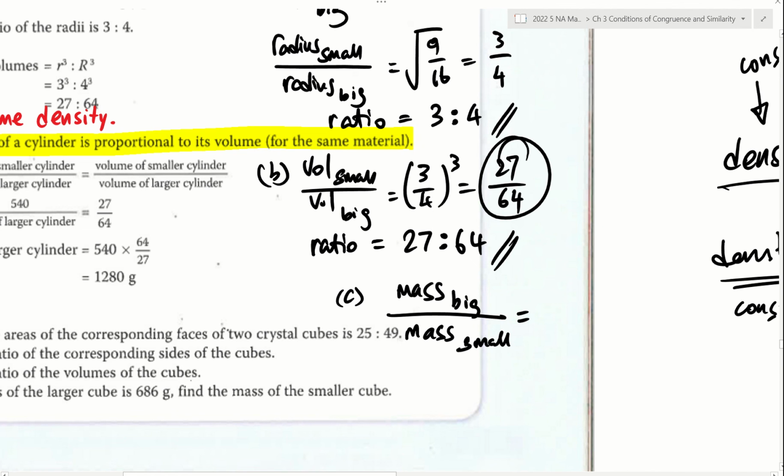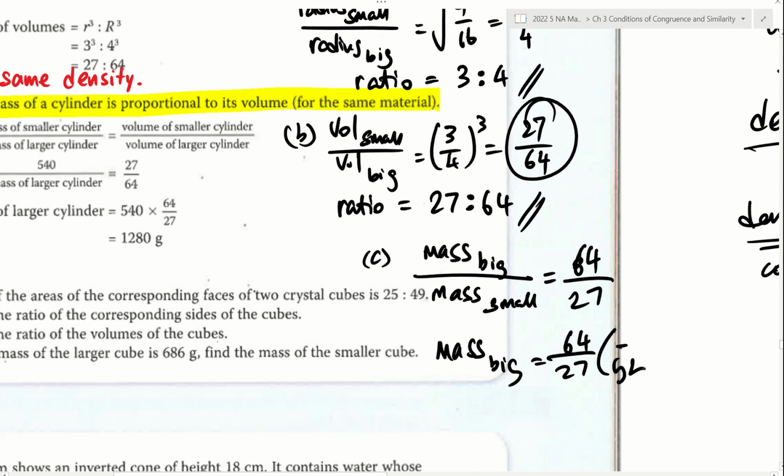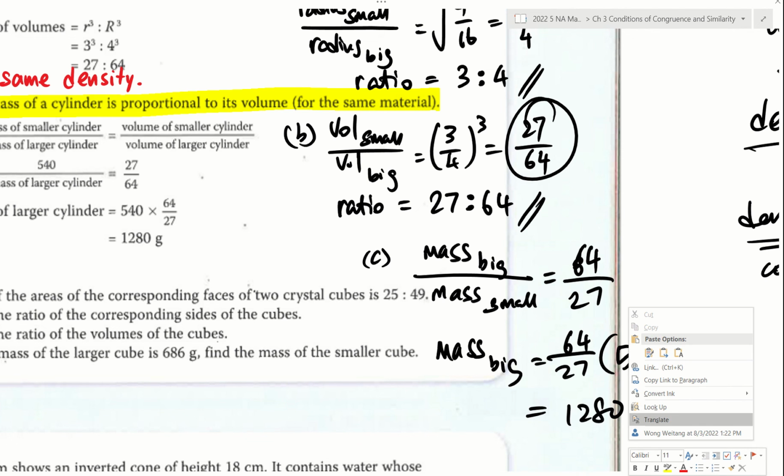Small to big is 27 to 64. Now I need to flip it around. 64 over 27. Okay, this side is big over small. So the mass big must be 64 over 27 multiplied by the small mass, which is given to be 540. So 540 divided by 27, that gives us 20 times 64, 1280 grams. Yes?